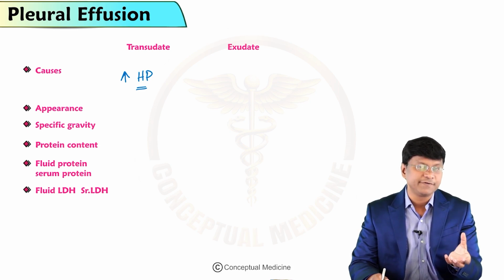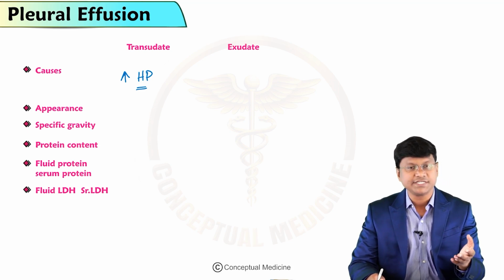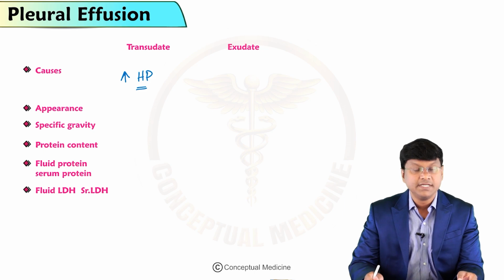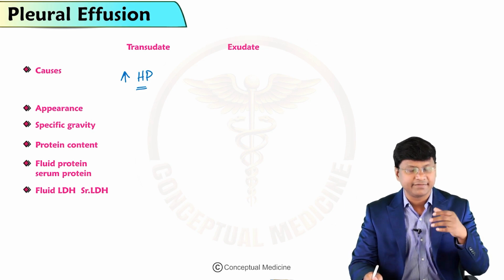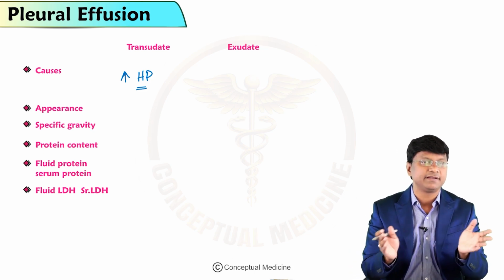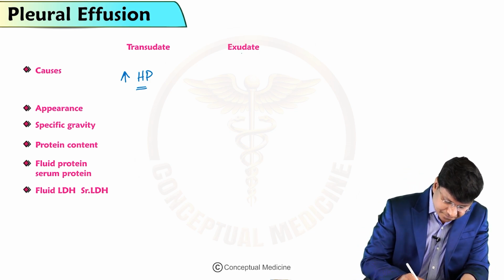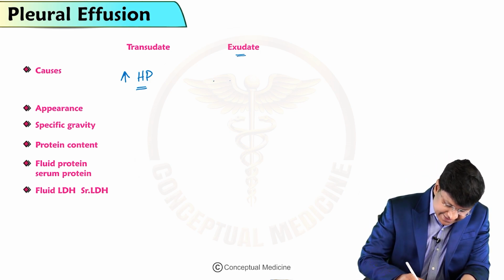And what are the causes for that? That includes congestive heart failure, right? In congestive heart failure, there is excessive accumulation of fluid in the pulmonary capillary. And because of that excessive accumulation, there will be an increase in hydrostatic pressure and thereby extravasation of the fluid into the pleural space, resulting in the transudative type of pleural effusion. Whereas in exudative, the pathology is basically inflammation.